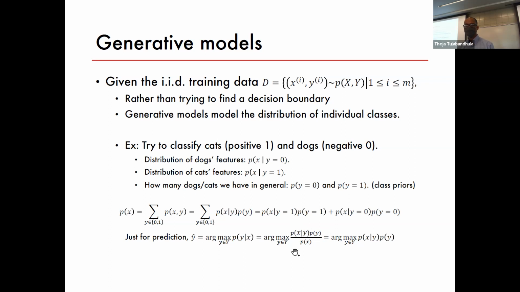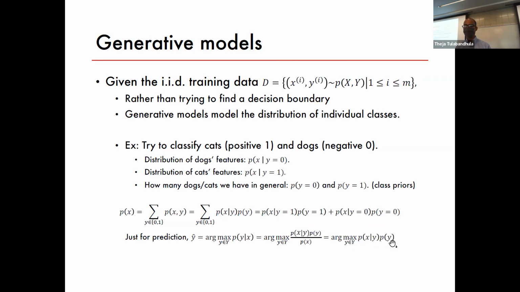Then we observe that when you're trying to maximize over y, the denominator has nothing to do with y, and so we can drop it. For my prediction, I'm going to find the y that maximizes this product. This product is very different from the conditional probability we've been seeing for discriminative models. For discriminative models, we directly predict the probability of y given x, and we don't care about the distribution of x. Here, we do care about the distribution of x.